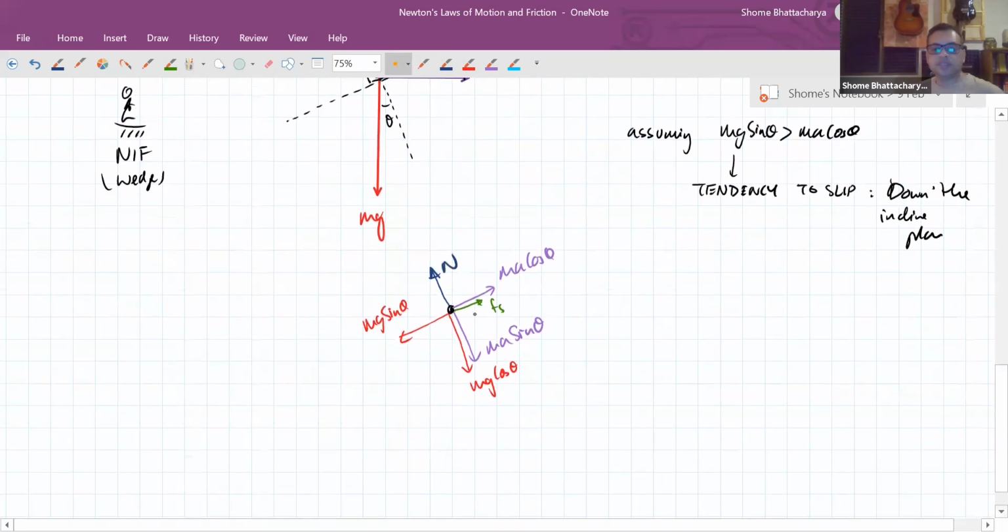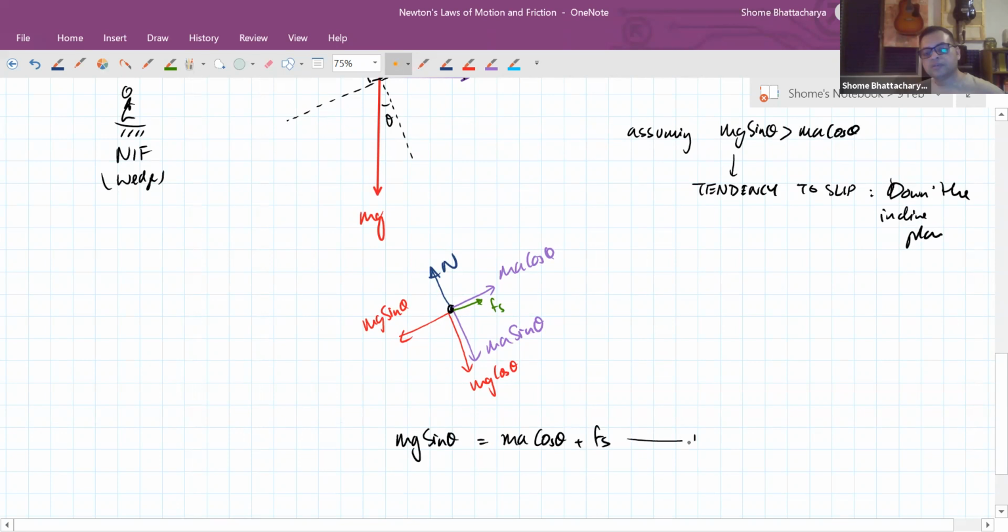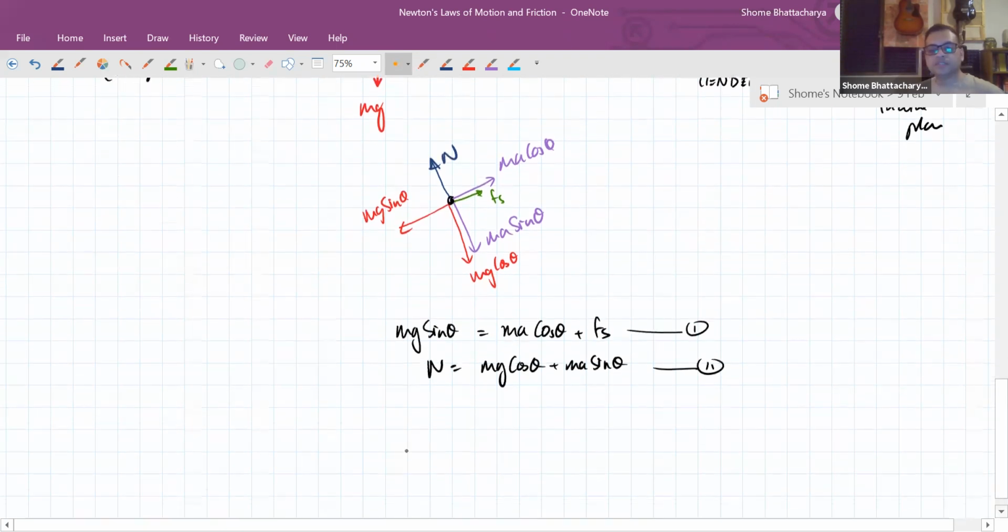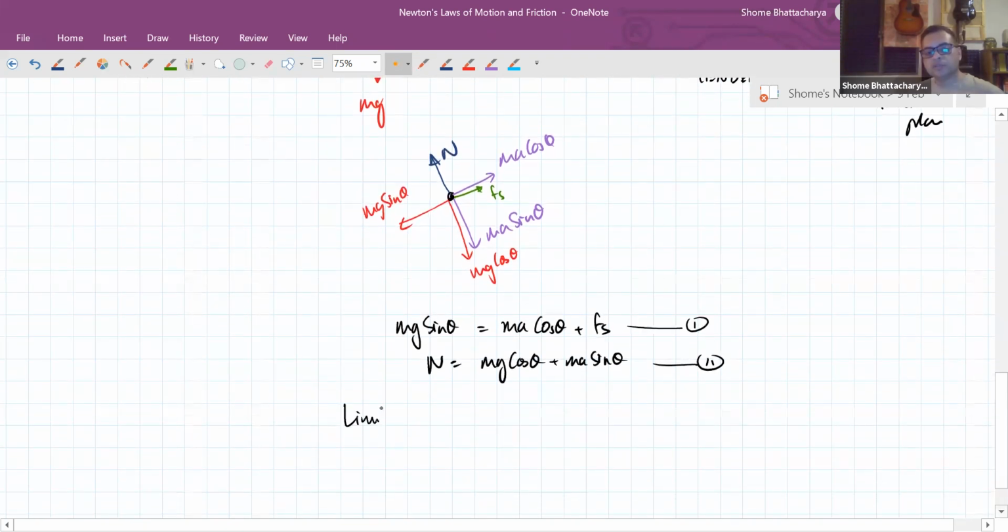So we can see that the condition for the equilibrium becomes that mg sine theta is balanced by the sum of ma cos theta and static friction, and the normal reaction balances the sum of mg cos theta plus ma sine theta. That is the second condition. And now the limiting condition on friction becomes the important equation. The limiting condition of friction is that static friction should be less than or equal to mu N.